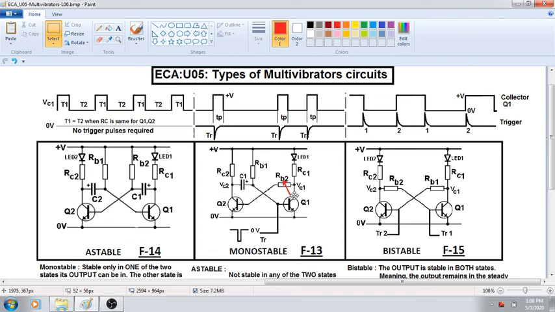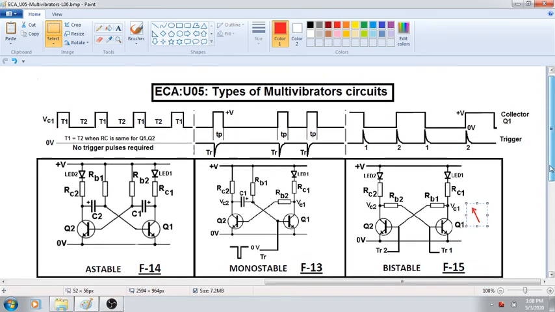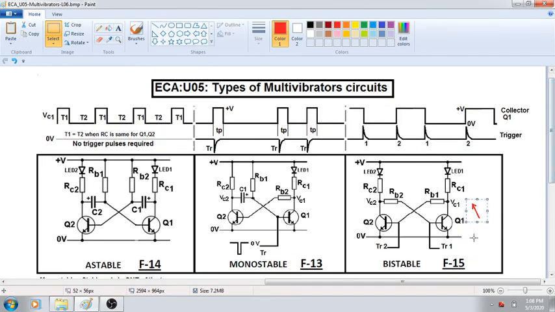Now we will go to the third type of multivibrator circuit, which is called the bistable. You already know what a bistable multivibrator is. So we are going to look at this bistable multivibrator operation using the circuit and the waveforms.